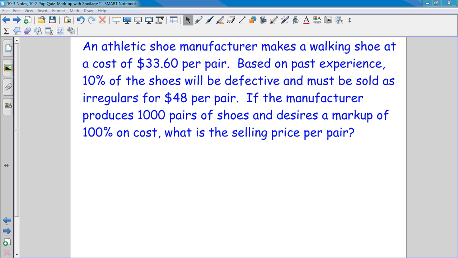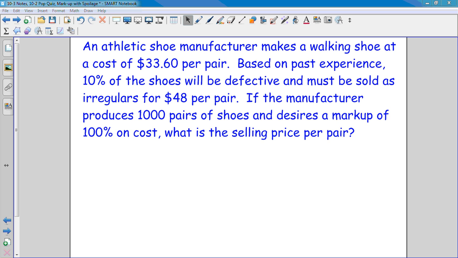An athletic shoe manufacturer makes a walking shoe at a cost of $33.60 per pair. Based on past experience, 10% of the shoes will be defective and must be sold as irregulars for $48 per pair. If the manufacturer produces 1,000 pairs of shoes and desires a markup of 100% on cost, what is the selling price per pair?